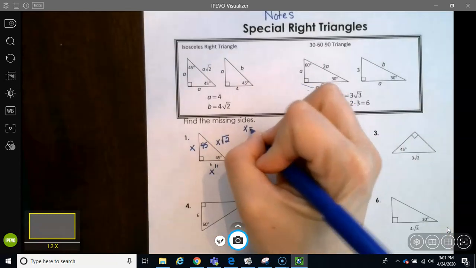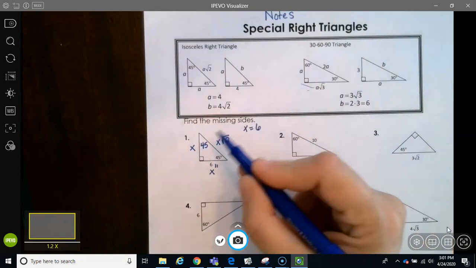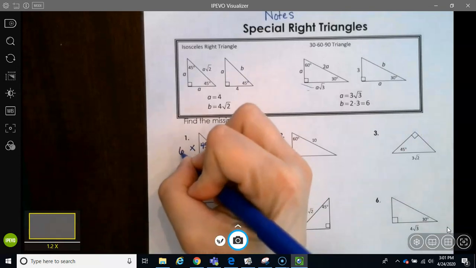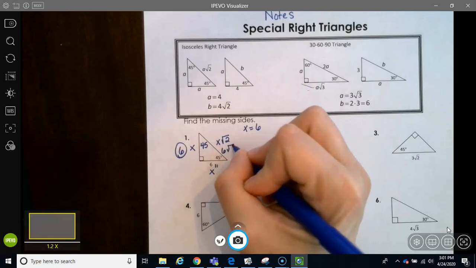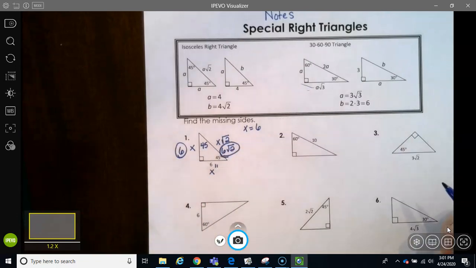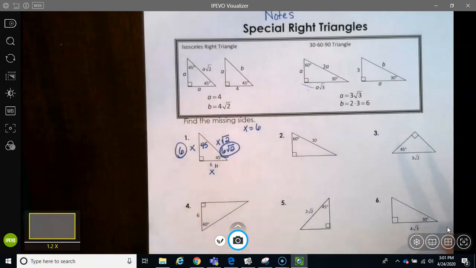So if X equals 6, now X is already by itself, so all we've got to do is substitute in that 6 for the X's on the other sides. So that means this side is 6, because it just has X, and that means this side is 6 square root of 2, because that representation was X square root of 2. It's just substituting in 6 for those wherever you see an X on the other side. And that's all I really needed to show on that problem. There wasn't a whole lot of real work to it.